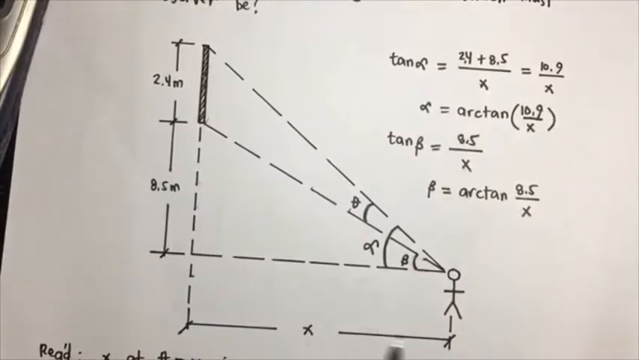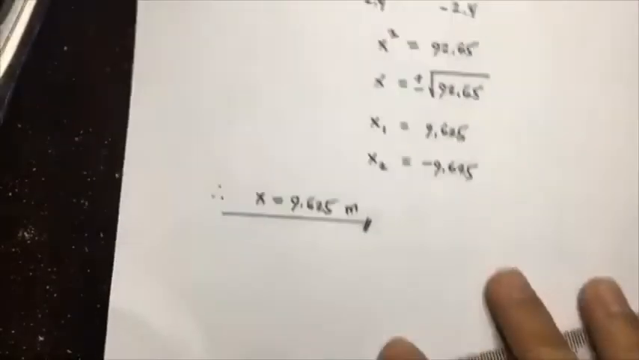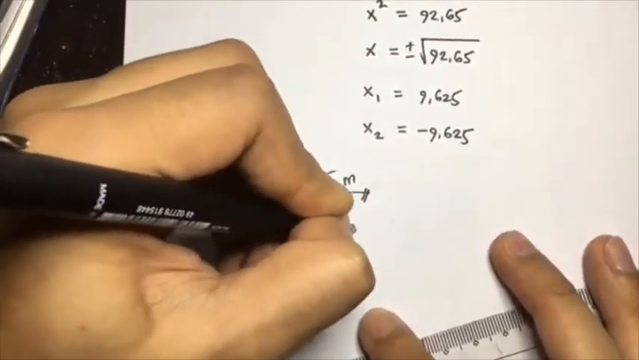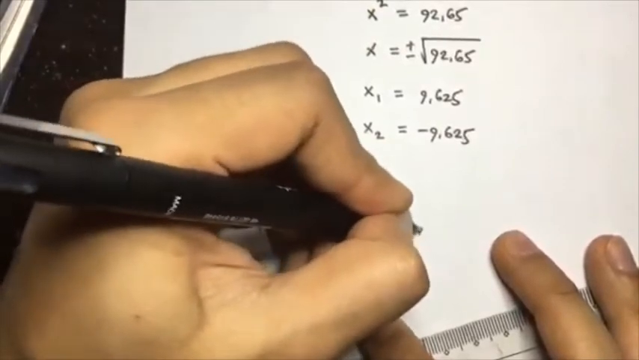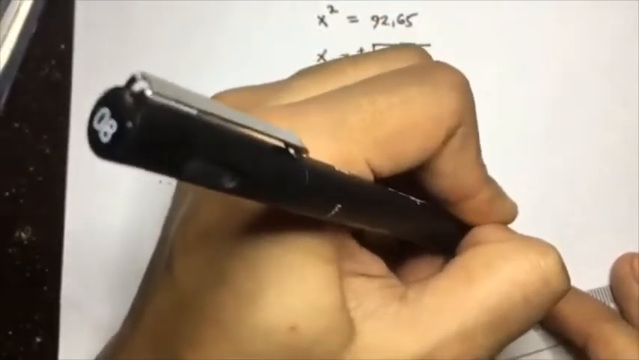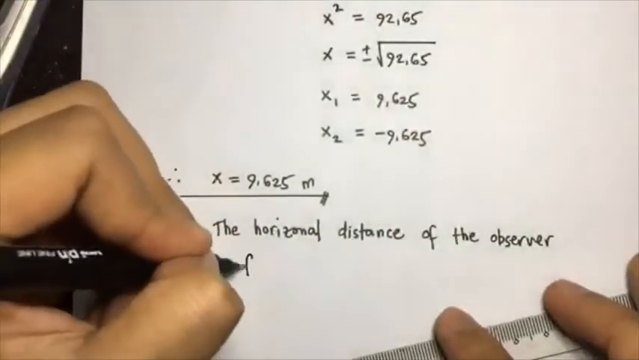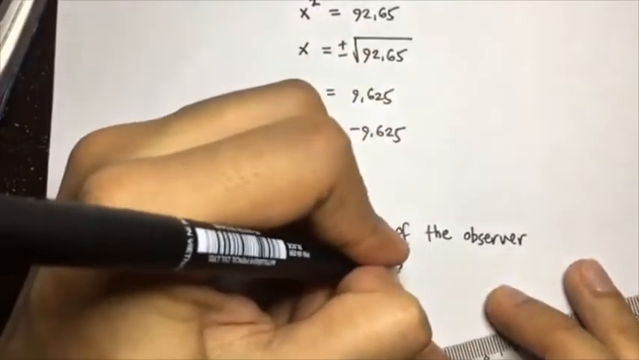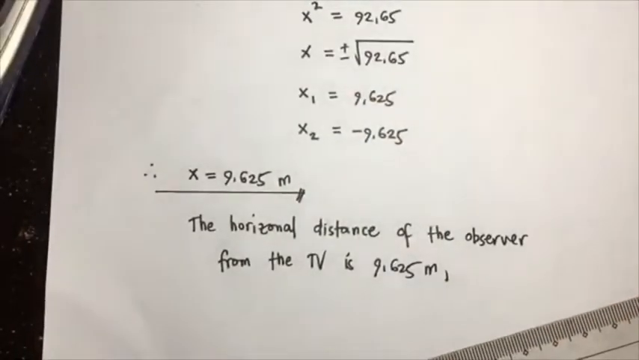That is the horizontal distance. So that should be its distance so that it can have the maximum viewing angle.